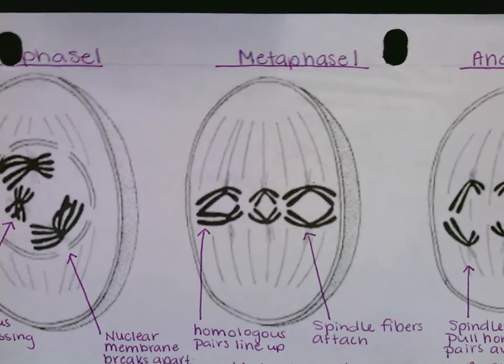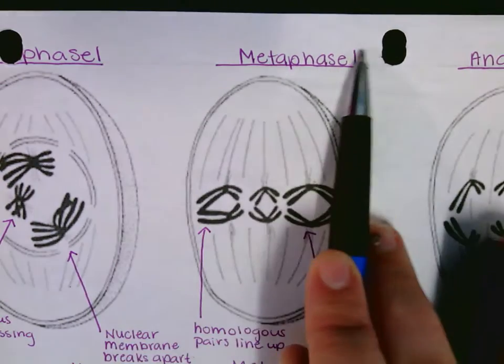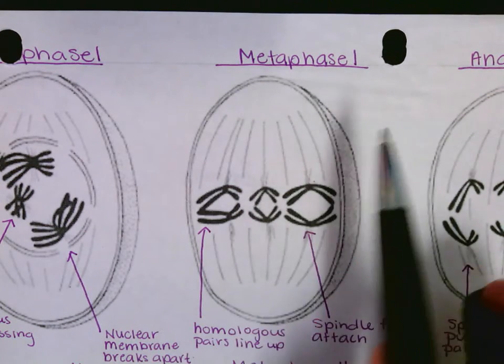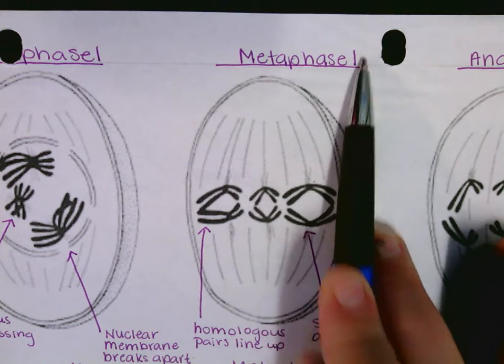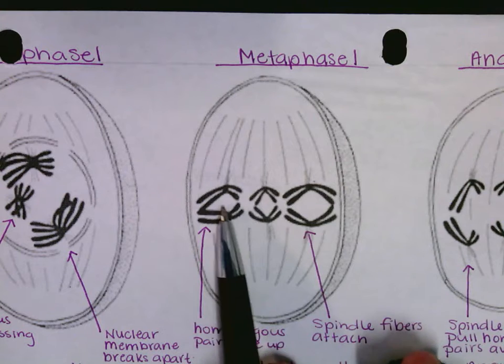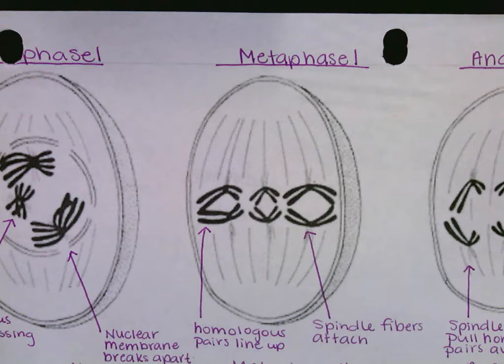The next phase that we have in meiosis is metaphase 1. Now keep in mind that we have to put the 1 behind these phases because in meiosis we go through PMAT 2 times. So this is the first time that we're going through PMAT in meiosis. And so we see that those homologous pairs that have already crossed over are lining up in the middle, and we still have our spindle fibers attaching to the centromere of those chromosomes.